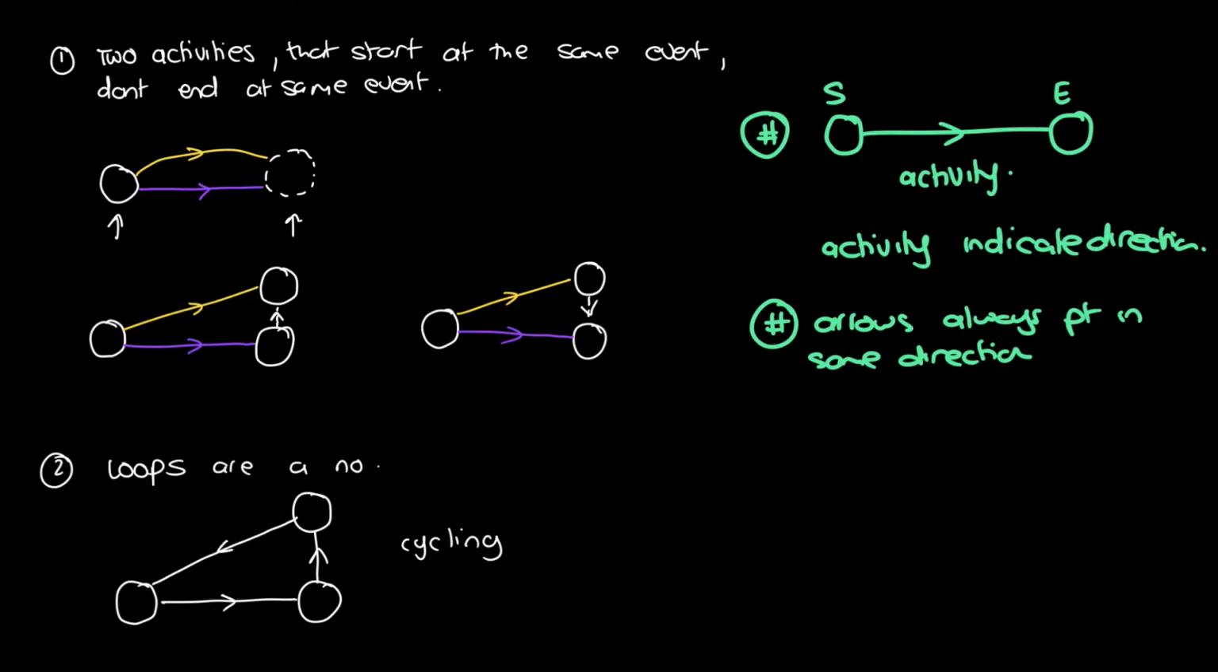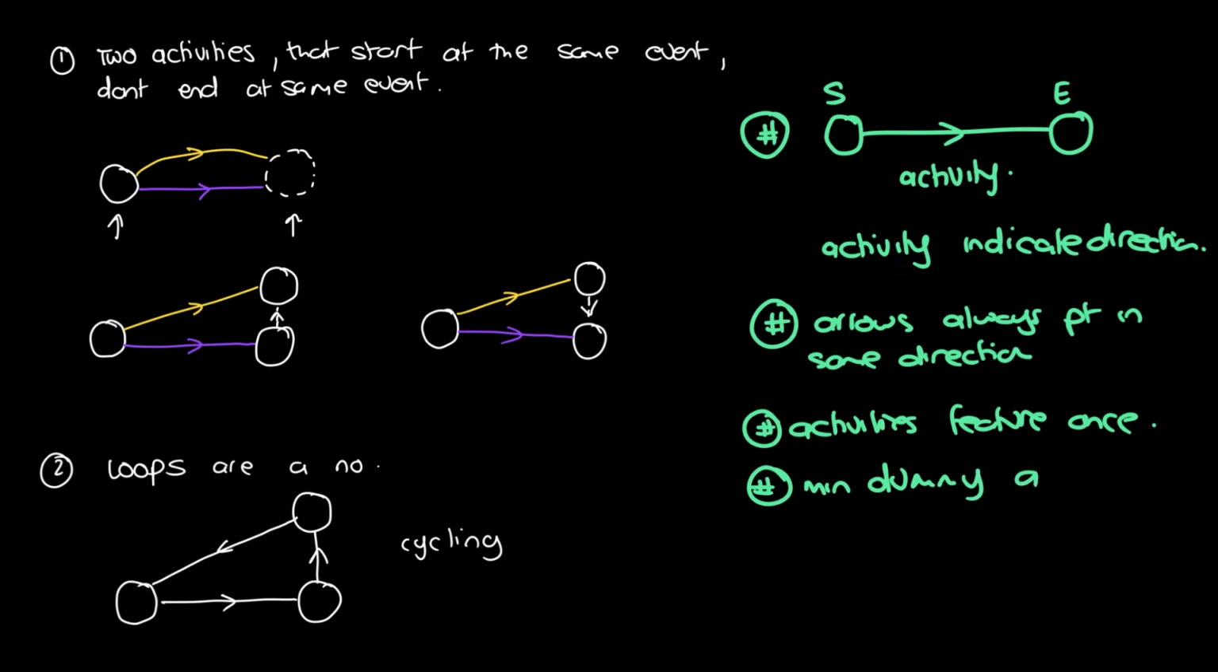In our diagram, we also only want our activities to feature once. So activities feature once only. And we want to also minimize the situation of dummy activities. So we're only going to use dummy activities when absolutely necessary. So in this kind of situation where we have two events starting at the same node, we don't want them ending at the same node. That's the one situation where we actually want these dummy activities to take place.